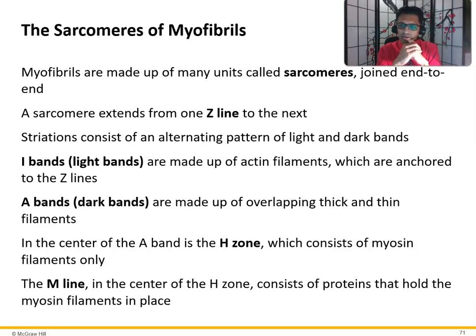The I bands, the light bands, are made up of actin filaments, which are anchored to the Z line. So here's the Z line, and here are my actin filaments. Okay, and then they make the I band. The A bands, the dark bands, are made up of overlapping thick and thin filaments. In the center of the A band, you have something called the H zone, which is myosin only. You're like, what? Myosin, actin, thin, A, I, O, M? What's going on here? There's a diagram on the next page that should help you. And the M line, just think M for middle, is the center of the H zone, and consists of proteins that hold the myofilaments in place.